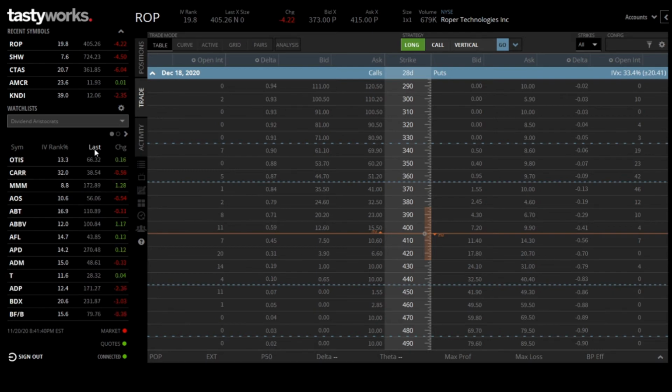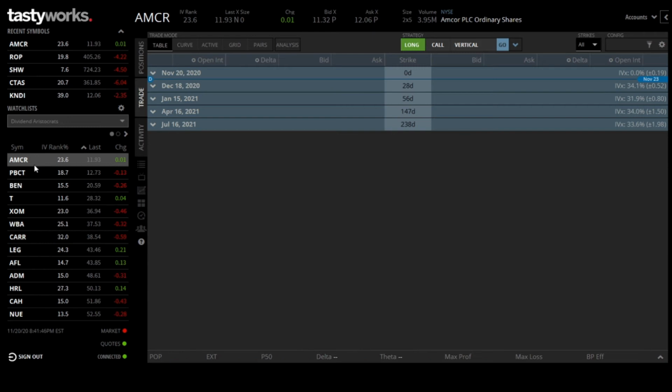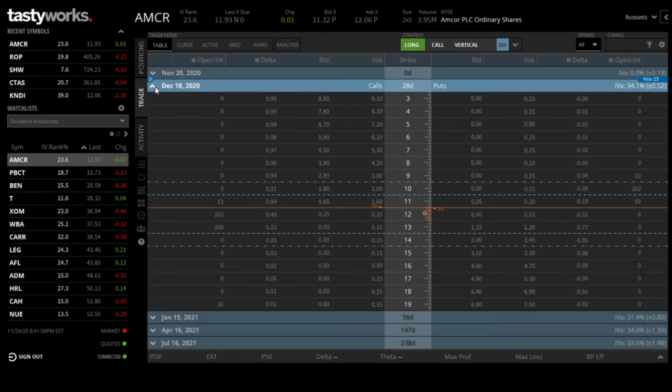If I sort again by the lowest price stocks, so I have no idea what this is. Amcor PLC. But this is not bad, if you're only doing it for a short term. Ooh, yeah, I would actually skip this because just looking, there's no premium available.